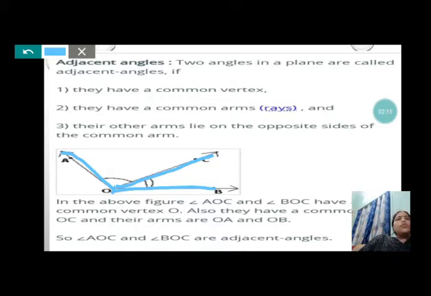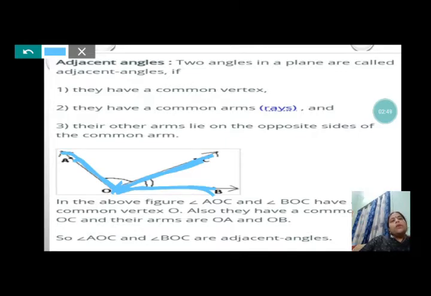So two angles in a plane are called adjacent angles. Now here we are talking about the two angles BOC and AOC. They are adjacent angles. How can we say? Because they have a common vertex. And which is the vertex over here? This O is the common vertex, common for AOC and common for BOC. And they have a common arm also over here.